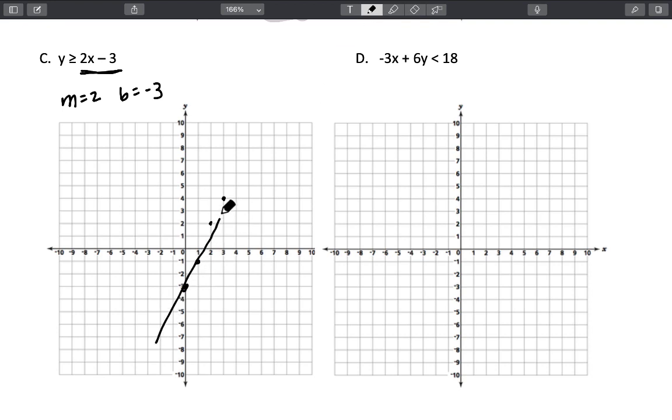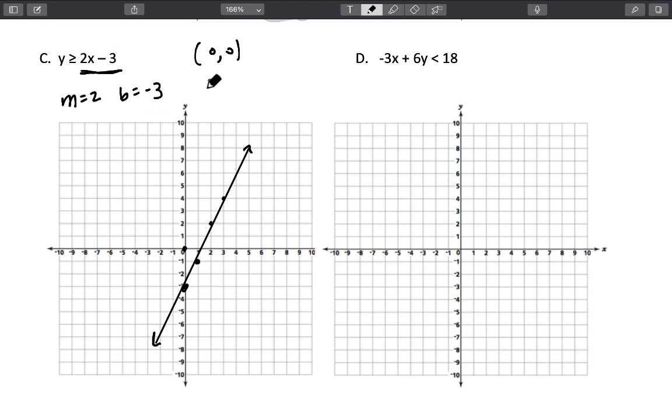All right, there's our solid line that goes through those points as best we can. Now, how do I know which side to shade? Do I shade the y's that are above this, or do I shade the y's that are below this line? So the best thing to do is to test the point 0, 0. Let's test 0, 0 to see if it makes a true statement. If 0, 0 makes a true statement, then we know to shade the region in which 0, 0 lies.